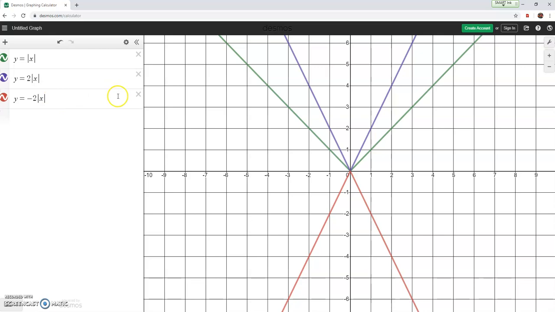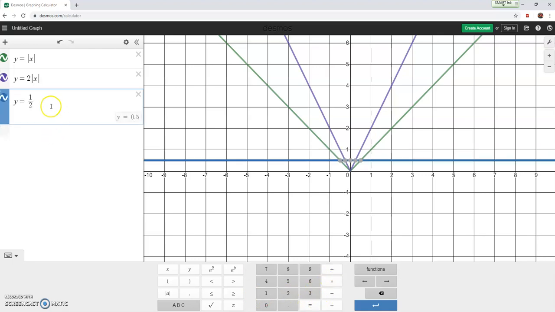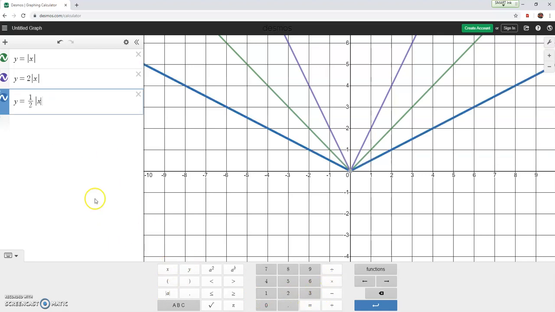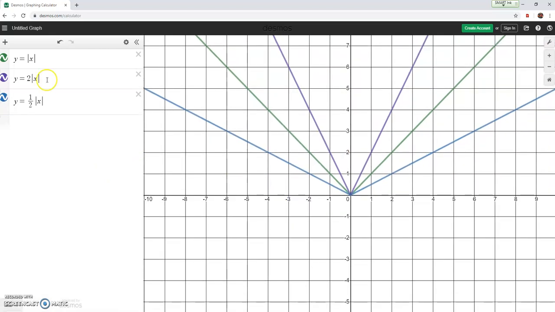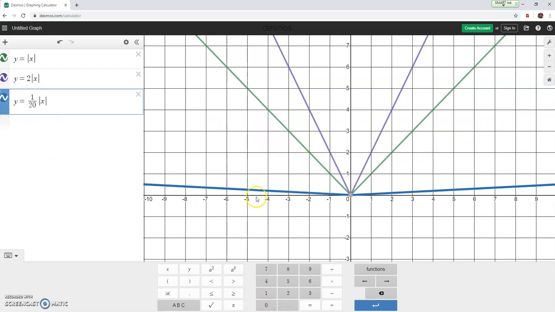What about if I want to make it wider? If I want to make it wider, I've got to use a number smaller than 1, because my parent function a is 1. So a number smaller than 1 would be like 1/2 absolute value of x. So now we're wider than that green parent function. If I made it like 1/20 or a real small decimal, see how wide it gets down here.